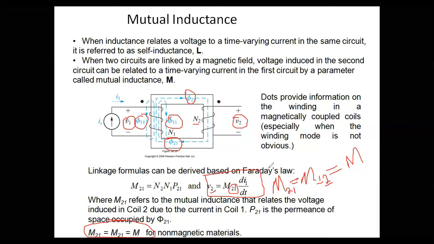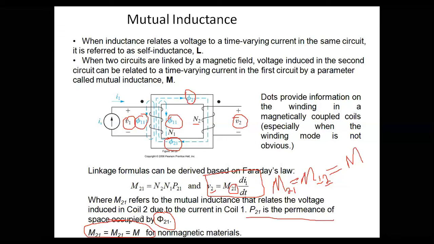And then your M21, in case we don't know M21 and you want to find it, is usually given as N2 multiplied by N1 multiplied by P21, where P21 is the permeance of the space occupied by flux 21.